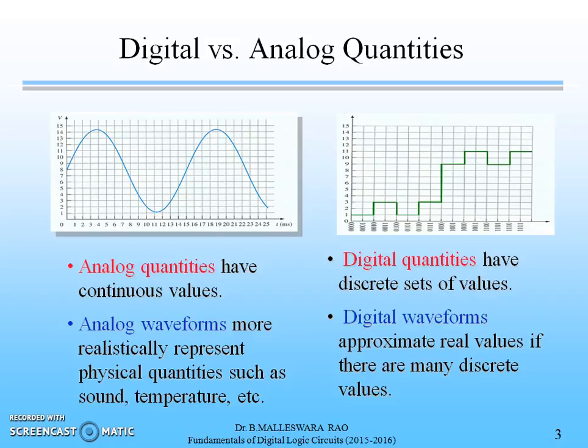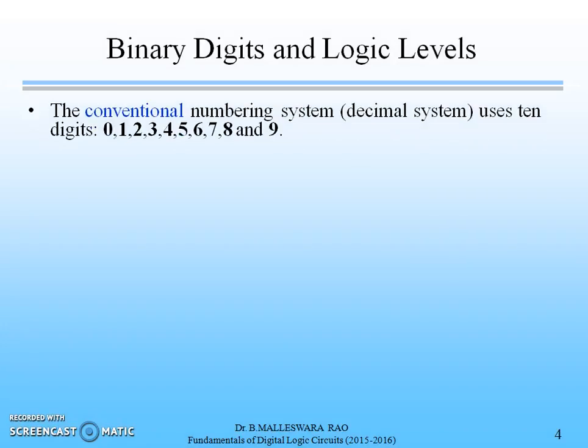Digital waveforms approximate real values if there are many discrete levels. In an ideal case, a digital waveform represents an analog quantity only if there are an infinite number of discrete levels.